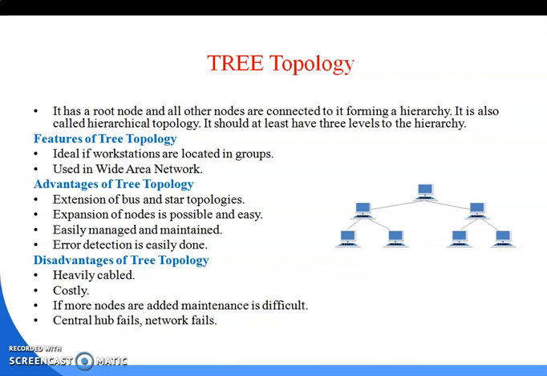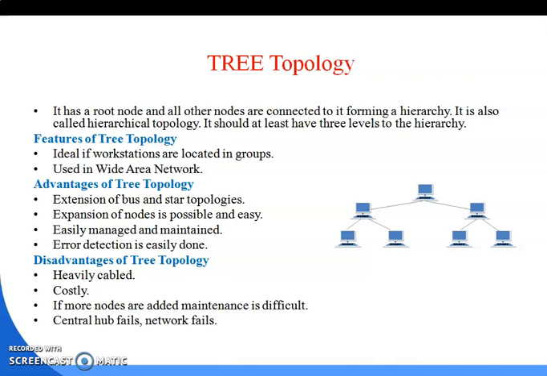It should have at least 3 levels in the hierarchy. 3 levels means this is the root level, level 0. This is level 1. This is level 2, the second level. Level 0, first level, second level. So it should have at least 3 levels in the hierarchy. Features of tree topology. What are the features?